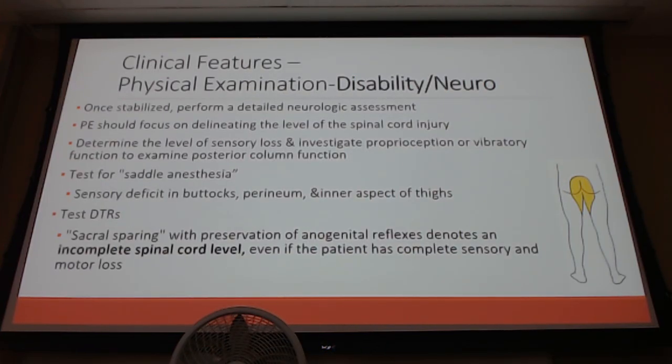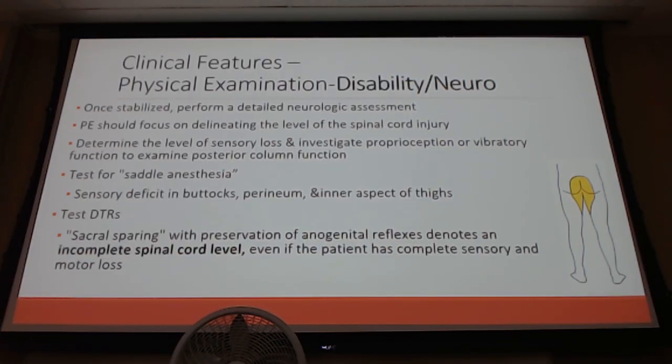All right, so once we stabilize them, we've completed our primary survey, and we need to then look at doing some sort of detailed neurologic exam to determine what level of dysfunction these patients are having. Typically, we'll probably get a CT first, but sometimes we won't, and we'll have to assess that prior to. So it's usually more of a basic neurologic exam. We want to look for saddle anesthesia or sensory deficits. DTRs are something we need to assess on these patients.